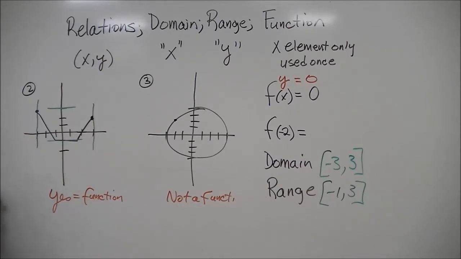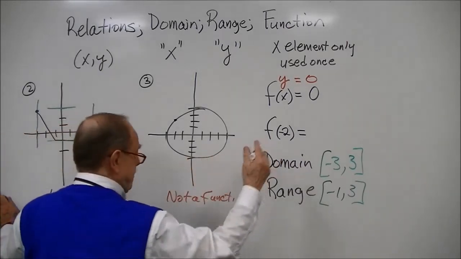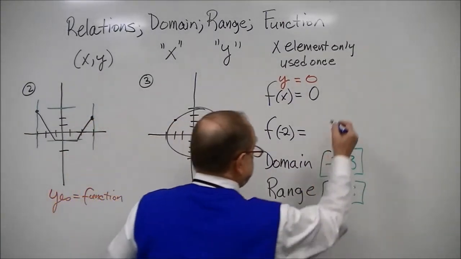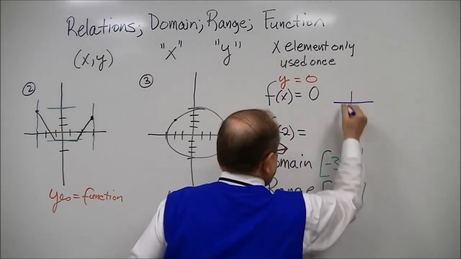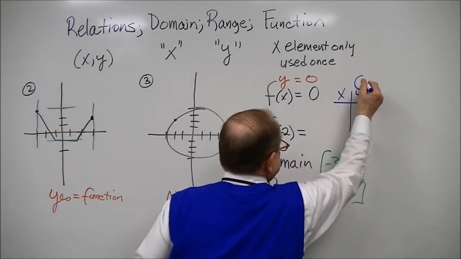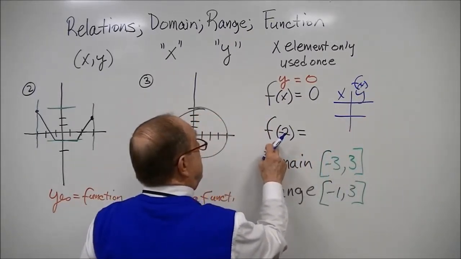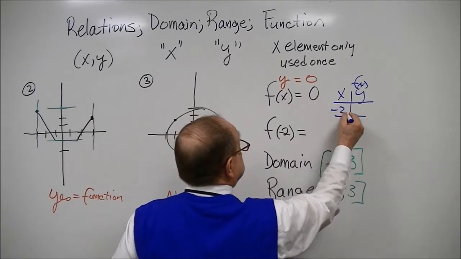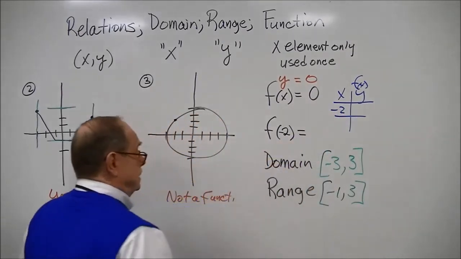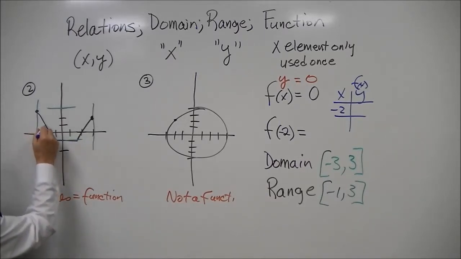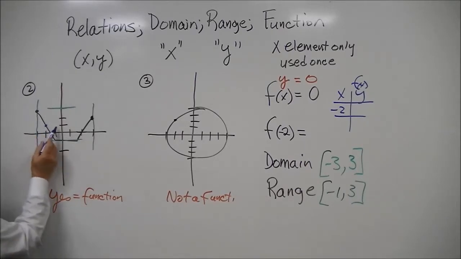Now how about if x, and let's make our little t-chart here. Remember, this is f of x. And if, in this case, x is negative 2, what will our y value be? Well, if x is negative 2, right about there, our y value is going to be 1.